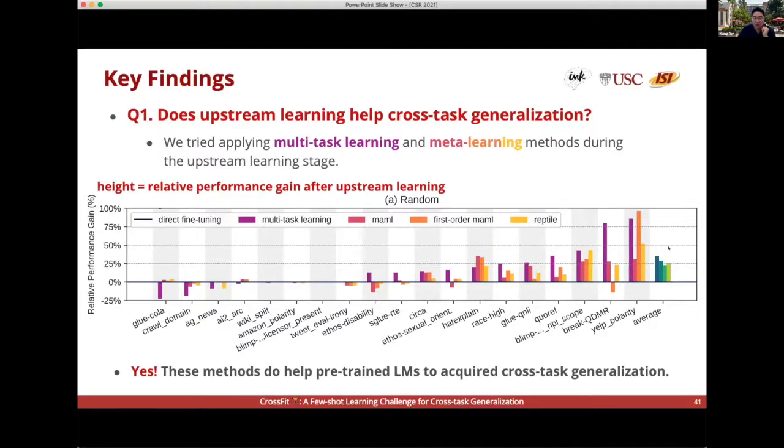On the rightmost side, you can see this bunch of green bars, and those are the average performance across all of the downstream tasks. You see they're all positive and close to or higher than 25%, meaning that all of these algorithms we are listing here for upstream learning seem to be helpful for the model to learn some generalizable skills to improve over the direct fine-tuning baseline.